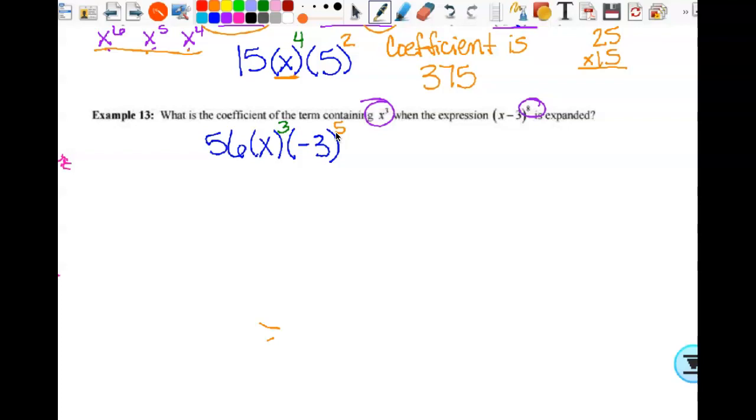I know that when I write my answer out, I can say the coefficient is negative something, and I know it's negative because I'm taking a negative to an odd power. So you go ahead and use your crazy good math skills, figure out what 3 to the 5th is, multiply it by 56. 1, 2, 3, go.